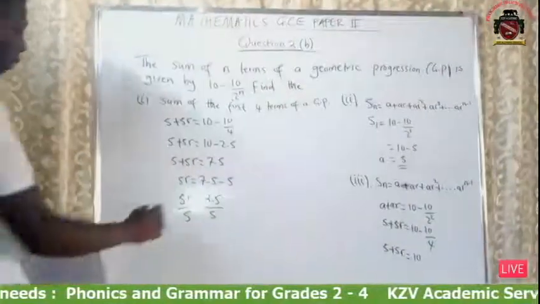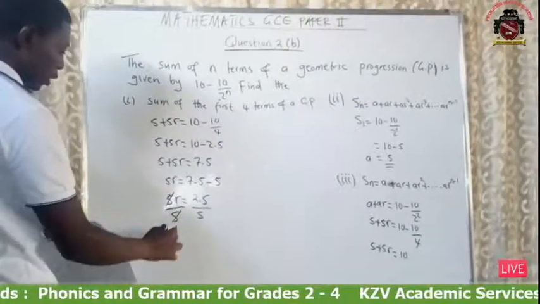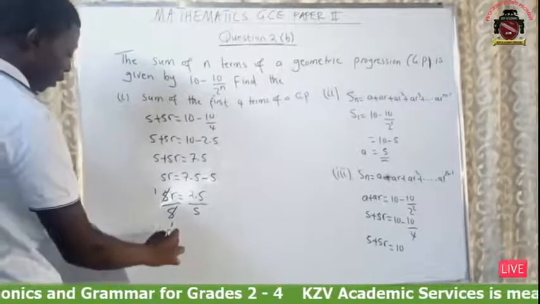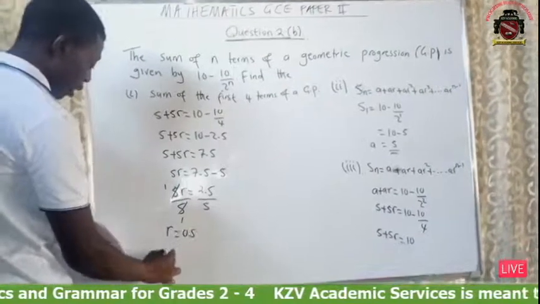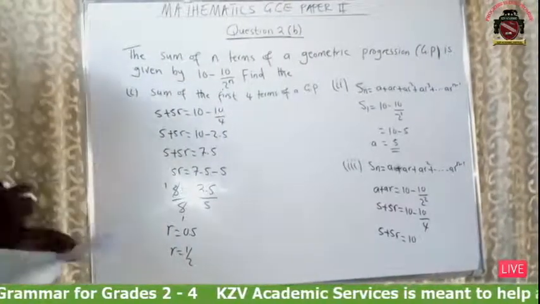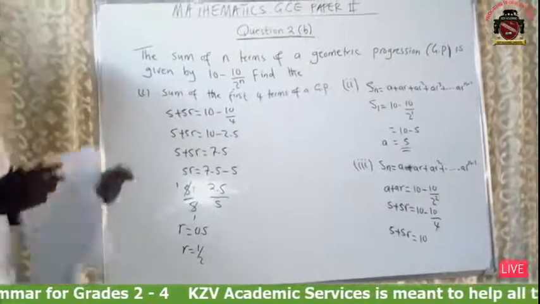Okay, 2.5. And then we divide both sides by 5, or we multiply both sides by 1 over 5. Then we have r is equal to 1 over 5 into 2.5. What you get is 0.5, implying that r is just 1 over 2. Are you following? Yes.